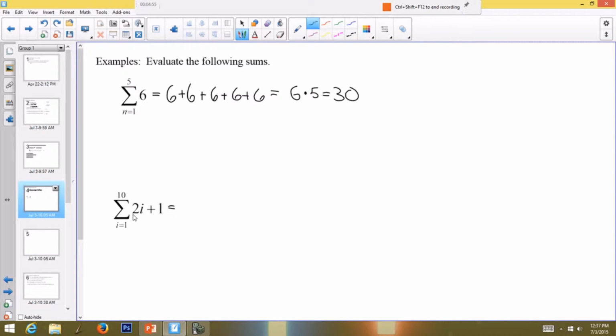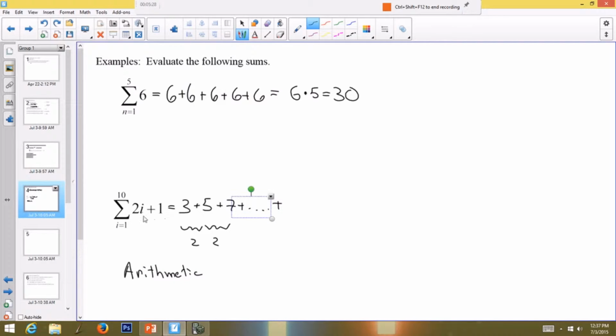So if I plug in 1, 1 times 2 is 2, plus 1 is 3. Then I plug in 2. 2 times 2 is 4, plus 1 is 5. I plug in 3. 3 times 2 is 6, plus 1 is 7. And I notice I get a common difference. I get 2 and I get 2. So this is an arithmetic series.